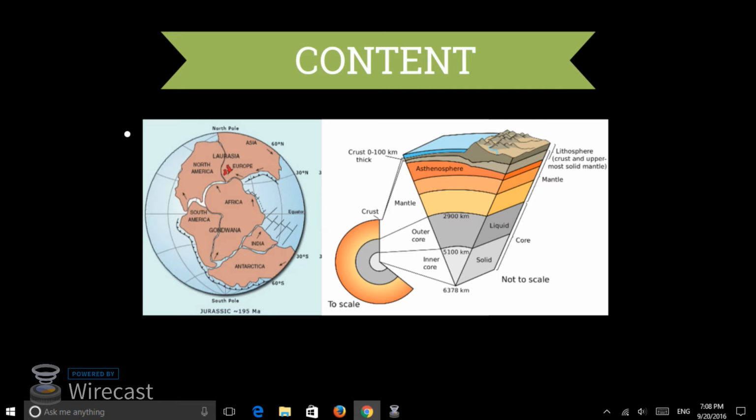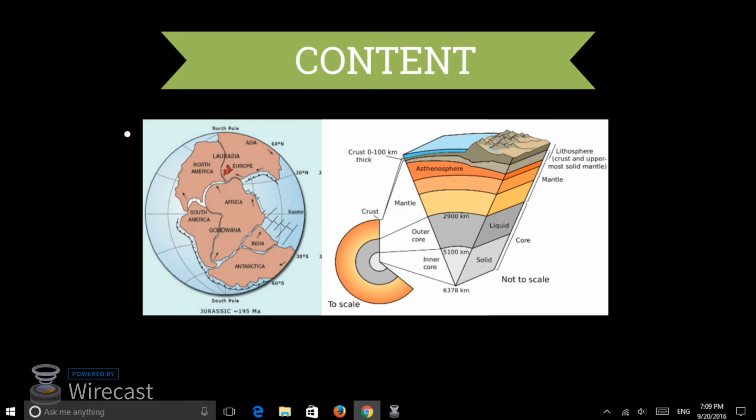And another key figure in this aspect was Harry Hess and Robert S. Dietz. They deduced the theory of seafloor spreading, which is the formation of new oceanic crust through the upwelling of magma at a mid-ocean ridge. And then this newly formed oceanic crust progressively drifts away from the ridge as time goes on. So the farther from the ridge, the older the crust, and the closer, the newer.